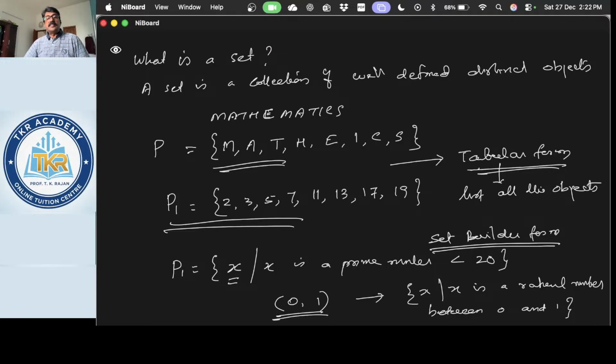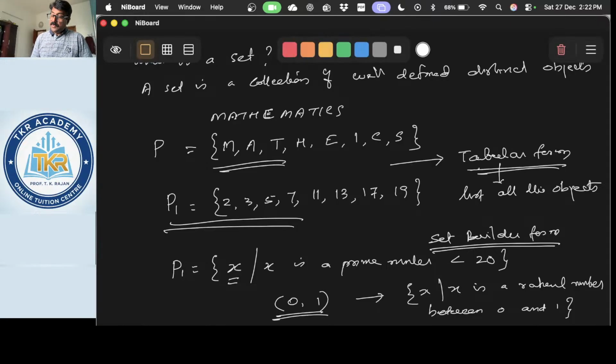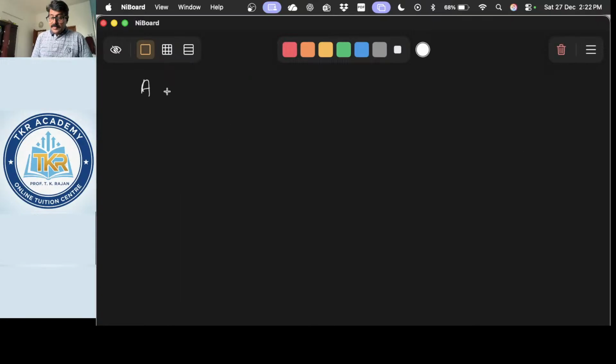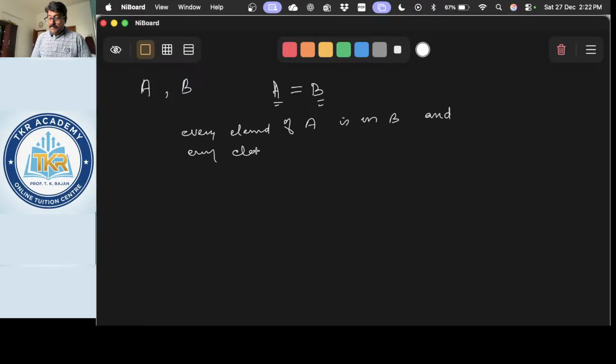Now, when we say two sets are equal: suppose we have two sets A and B. When we say these two sets A and B are equal, A equal to B, that's a condition: every element of A is in B and every element of B is in A. Then we say A equal to B.